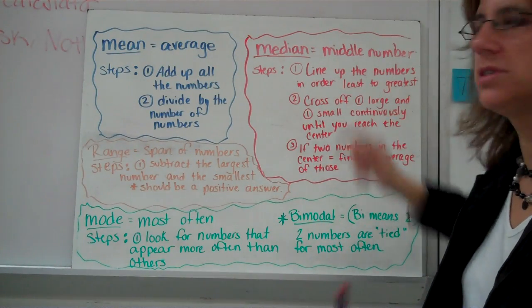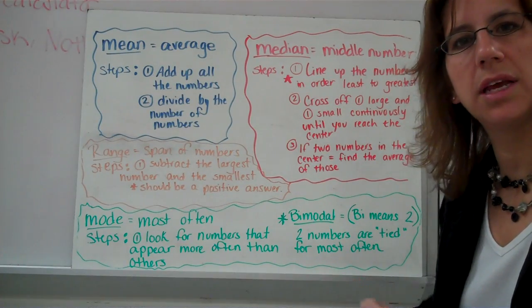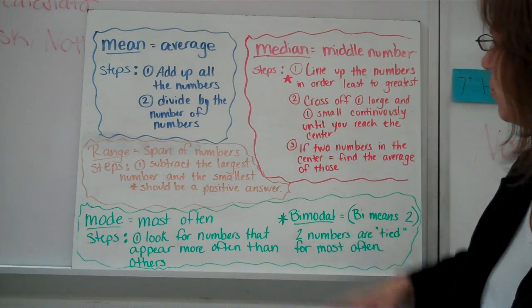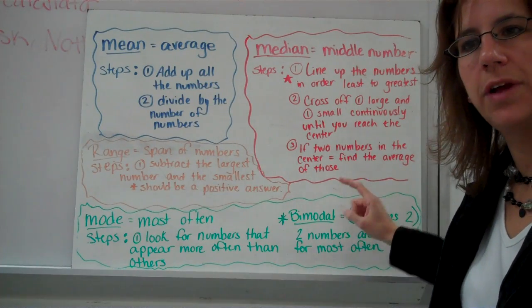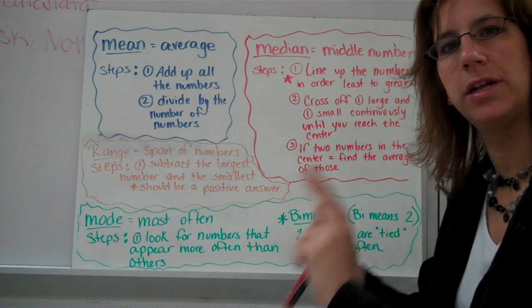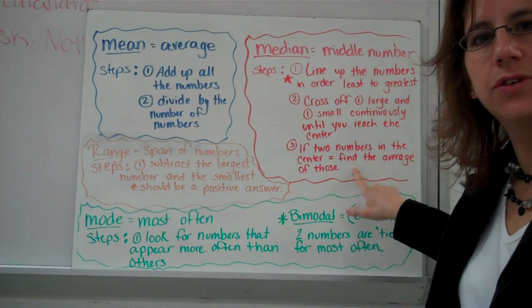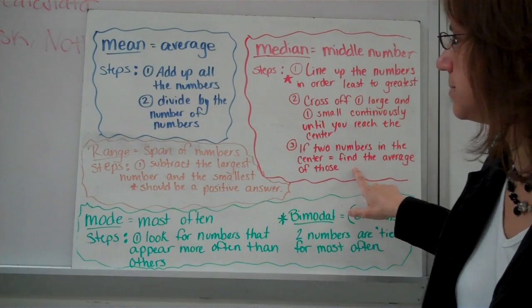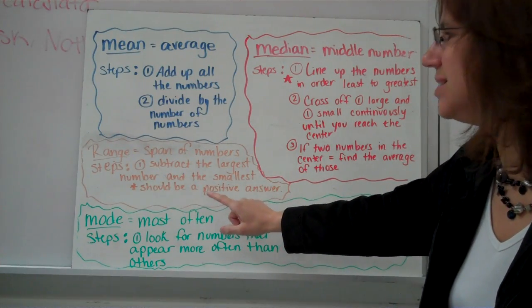Median, we've got the middle numbers. This is the key step right here. Make sure you line up the numbers in order before you do anything else. If you have an even number of numbers, so when you cross them off and you get to the middle, there are two numbers in the middle, what do you do? You find the average of those, and we'll do an example in just a moment. The range is the span of numbers, so that means you're going to be having to find the difference.